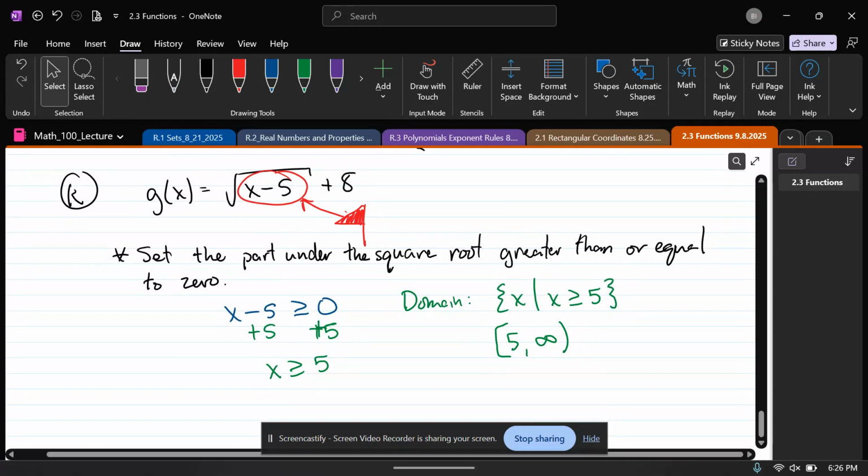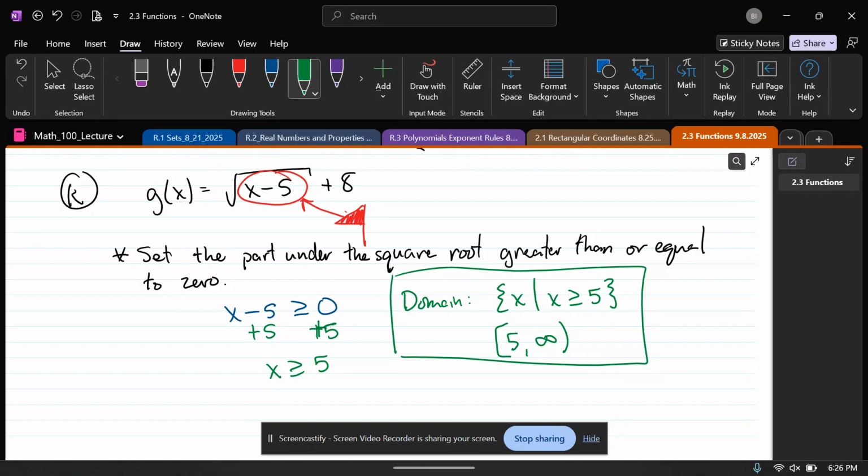Yes, absolutely. Both of them say the same thing. This is set notation for writing the domain. This is interval notation for writing the domain. They're usually going to ask for one of them, not both of them. But I'm doing both on every one of these so that we see both of them.